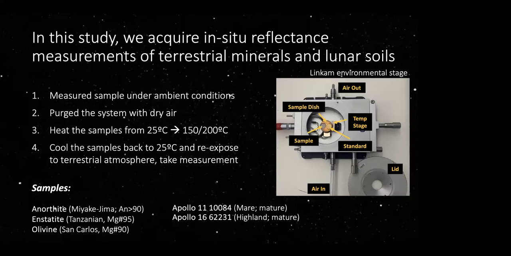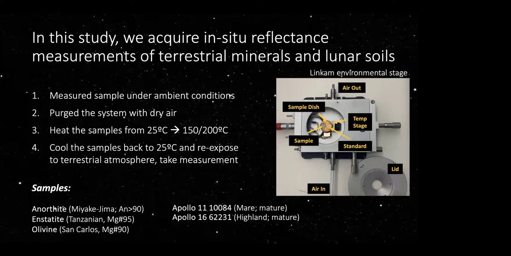So we first measured these samples under ambient conditions, just to see baseline what they look like. We then purge the system with dry air, so it's been scrubbed for water. And then we gradually heat our samples up from around 25 degrees C upwards to 150 degrees Celsius for our lunar samples, so just hotter than the maximum temperatures they might have experienced on the moon. And then we went a little bit hotter for terrestrial minerals, up to 200 degrees Celsius.